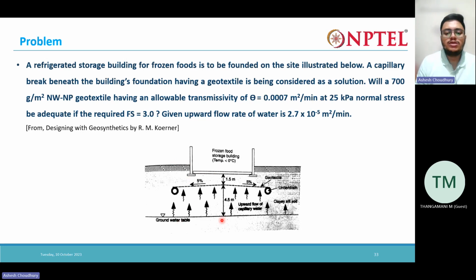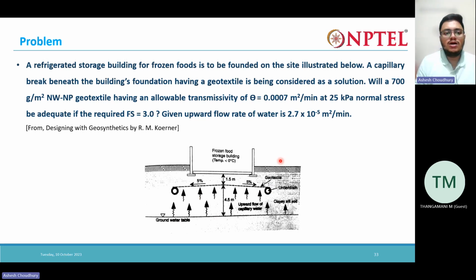So what we need to do is arrest the water before it reaches the building, and drain that water out. For that, we have under drains here. So water is flowing out. Water will be arrested here by the geotextile, then it will be drained out to the under drains, and then the under drain will be drained.